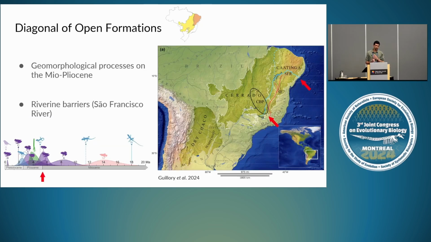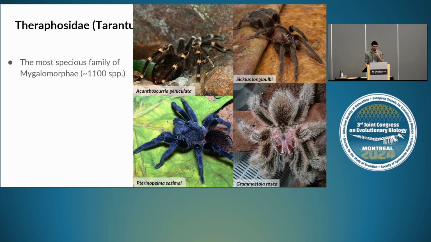When you think about the drivers within the diagonal of open formations, we can point out two main drivers, which are the geomorphological processes in the Miocene in the Cerrado, related to the Central Brazilian Plateau rearranging itself into the form of plateaus and depressions that it has today, which is related to the diversification of lots of lineages of the Cerrado, and riverine barriers in the Caatinga, as for example, the San Francisco River.